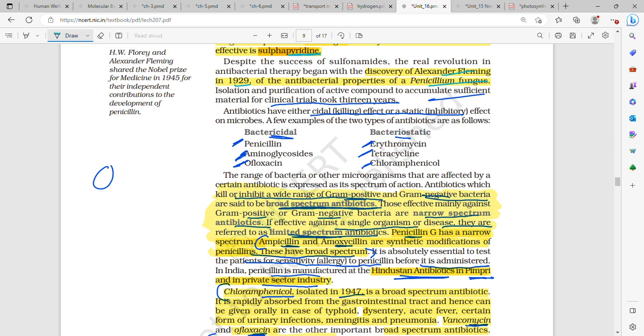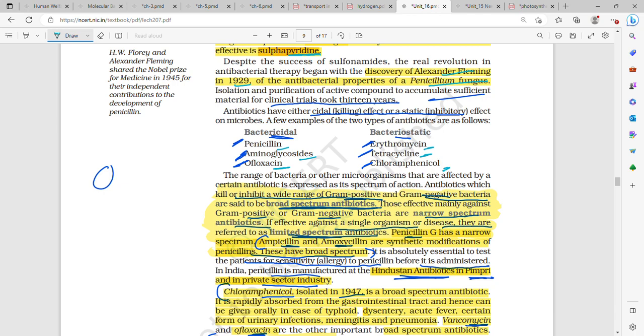Antibiotics have two kinds of effect, either a cidal effect, that is the killing effect, where it will immediately kill the microbe, or a static effect, that is an inhibitory effect, where it will just inhibit. So in that case there were two kinds of drugs, bactericidal drugs and bacteriostatic drugs. Bactericidal drugs were penicillin, which killed bacteria immediately, aminoglycosides and ofloxacin. Then bacteriostatic drugs were erythromycin, tetracycline, and chloramphenicol.